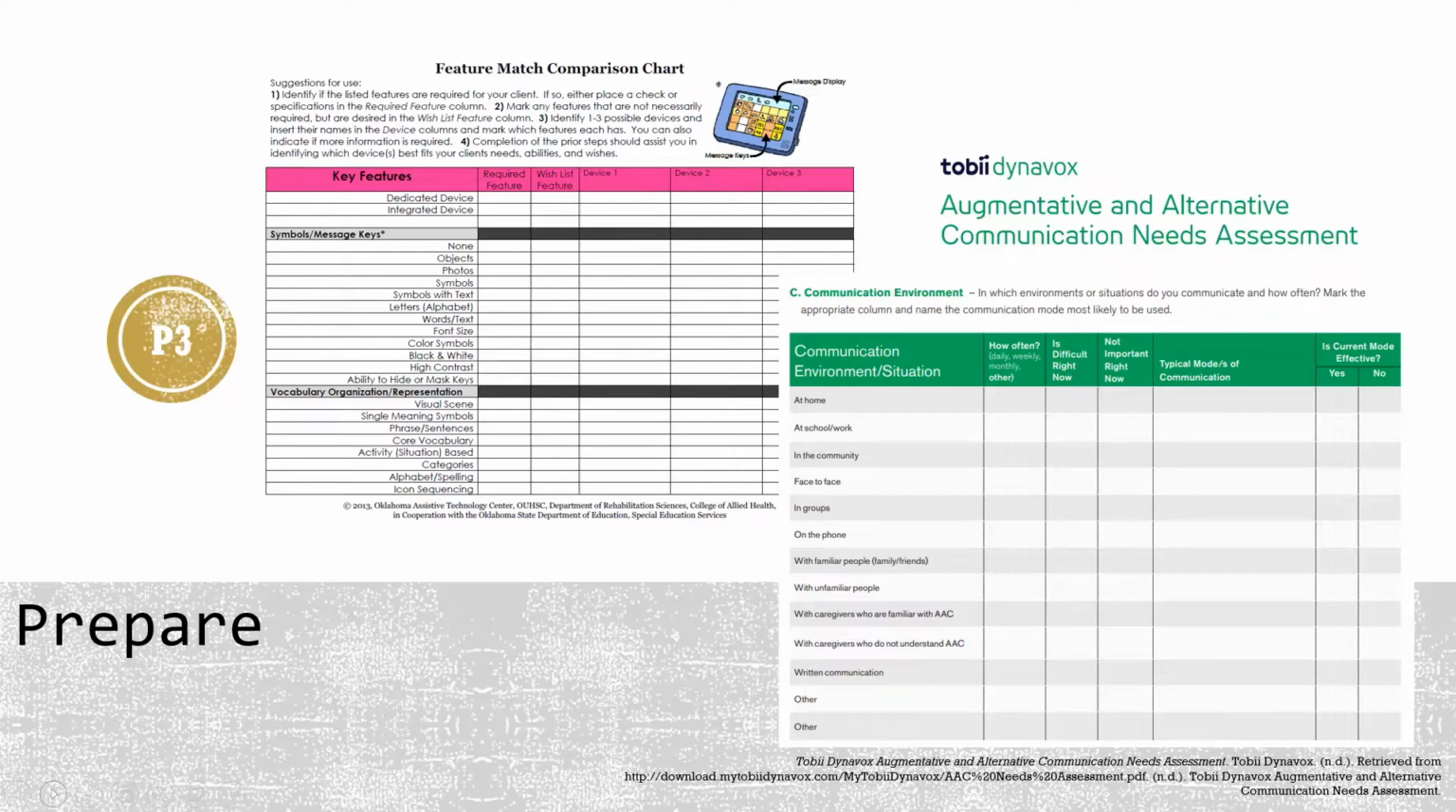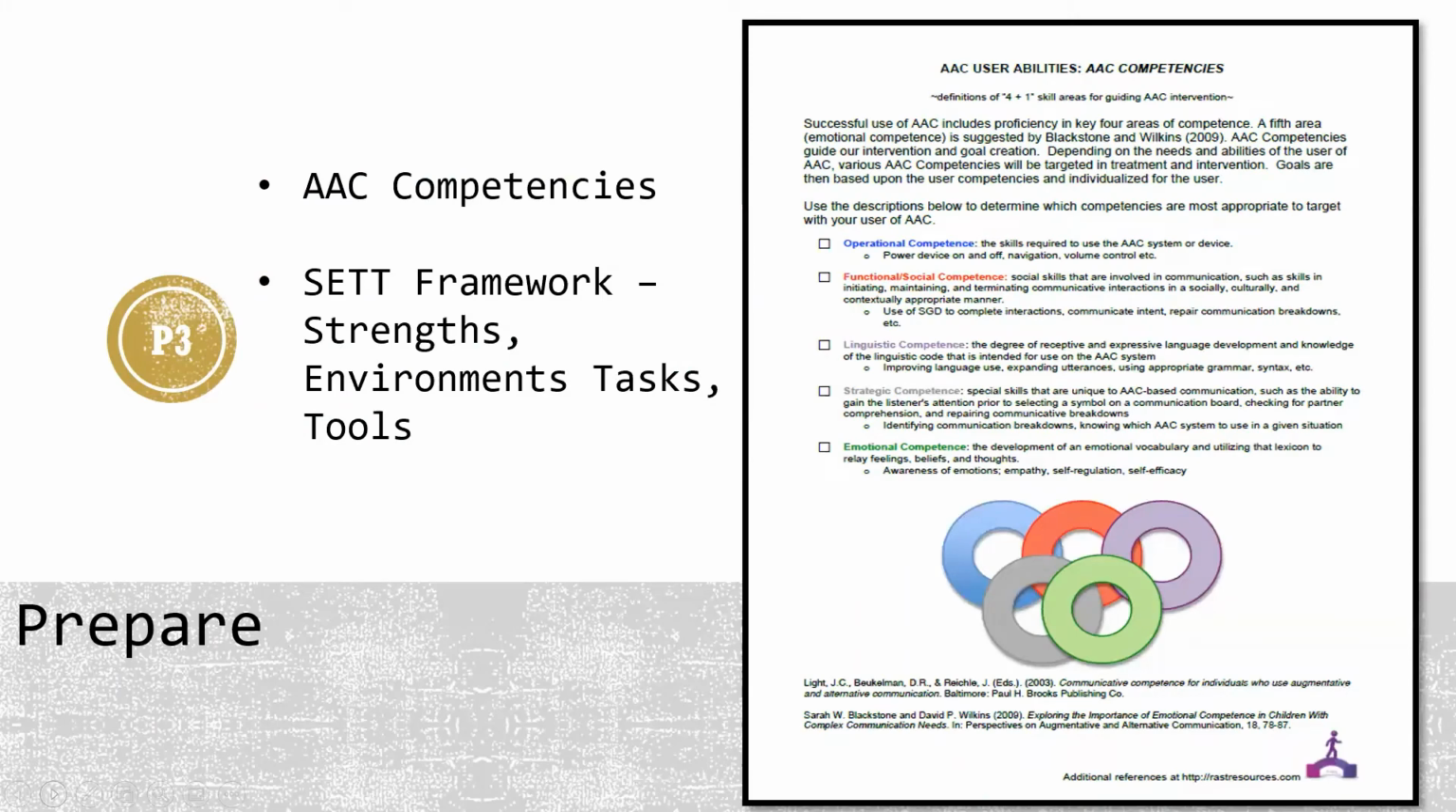I also like the Tobii Dynavox Augmentative and Alternative Communication Needs Assessment. So again, this helps you to get an inventory, frequency, communication partners, and if those modes that they're using are effective right now. Also, when we're conducting this assessment, we like to use the framework of the AAC competencies and look through the lens of the AAC competencies. So as we're doing our trials with our AAC systems, I encourage and guide the students to make sure that they're taking data and making clinical observations in all of these competency areas.